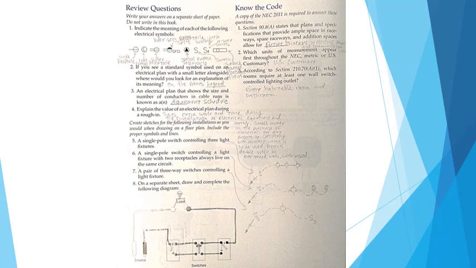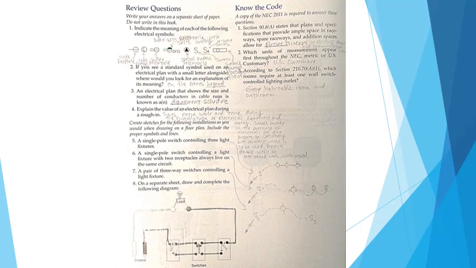Number 7, a pair of 3-way switches controlling a light fixture. And the drawing is pointed at by the question number 7, lower right again. Number 8, on a separate sheet, draw and complete the following diagram. And you can see the completed drawing, which has 3-way switches and a light bulb or a load with a source with neutral and hot.